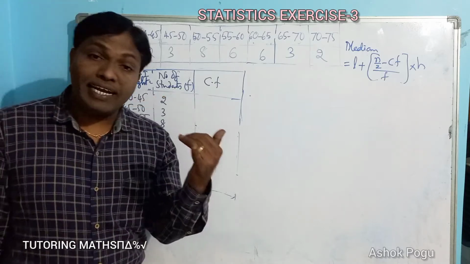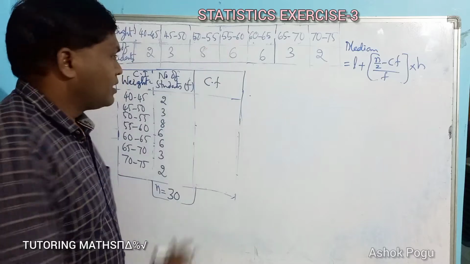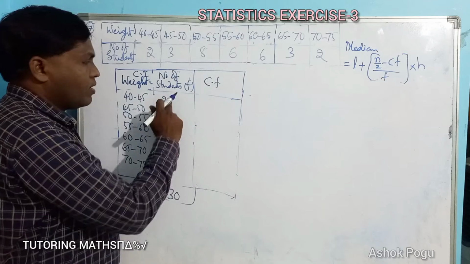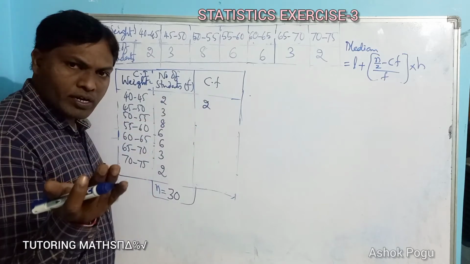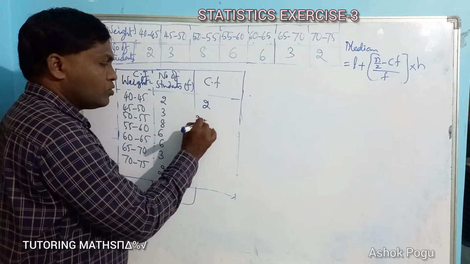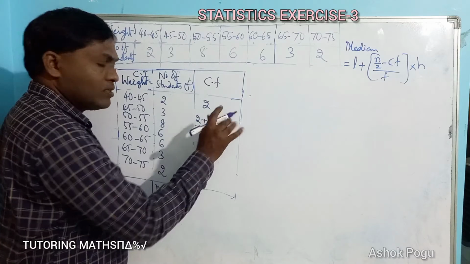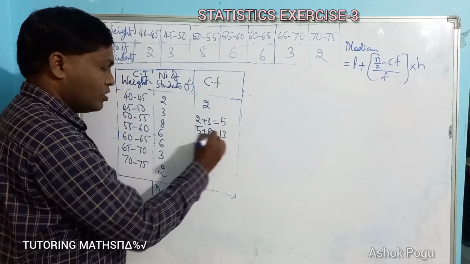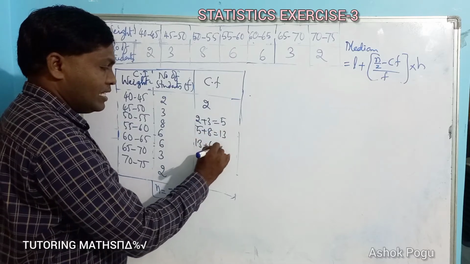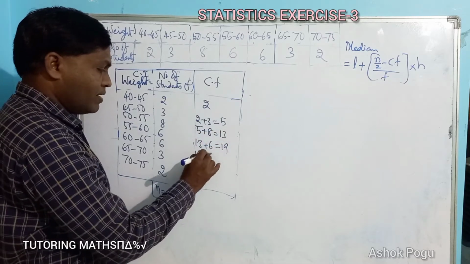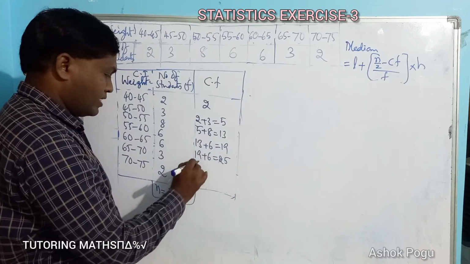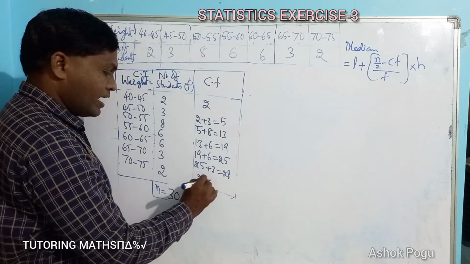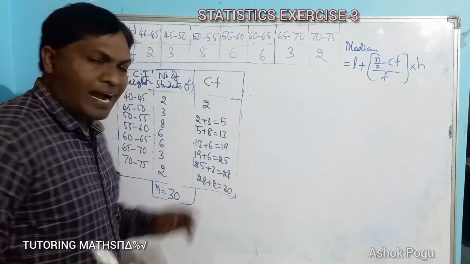Let us find the median of the weight of the students. You know that in the cumulative frequency, the last column of this table, the first value remains the same, and for the second value you go on adding the succeeding value. 5 plus 8 gives 13. 13 plus 6 is 19, and 19 plus 6 is 25, and next 25 plus 3 is 28, and finally 28 plus 2 is 30.